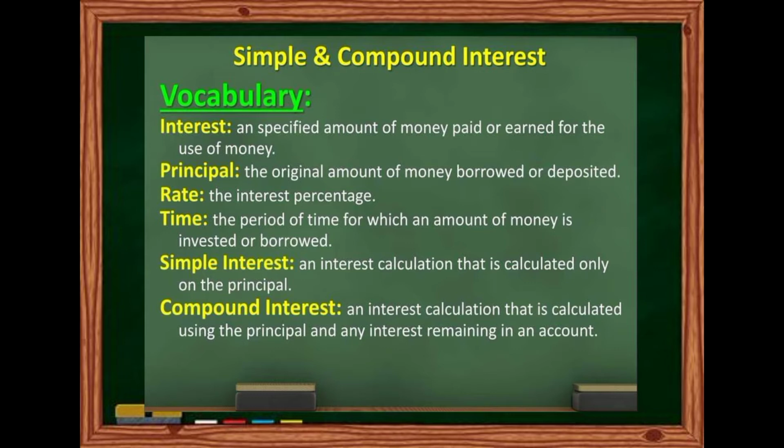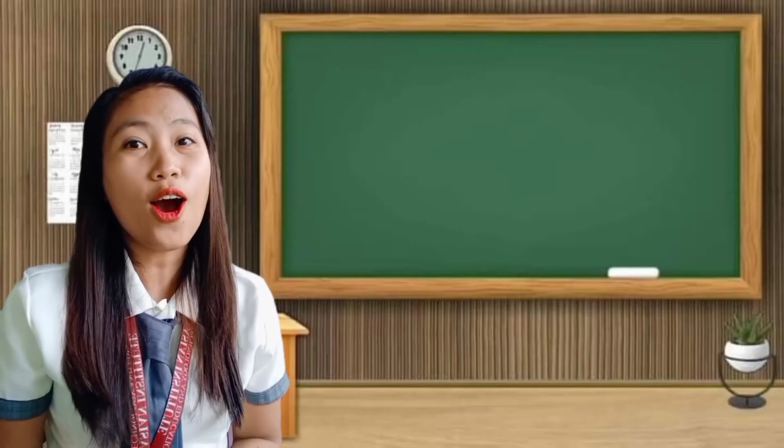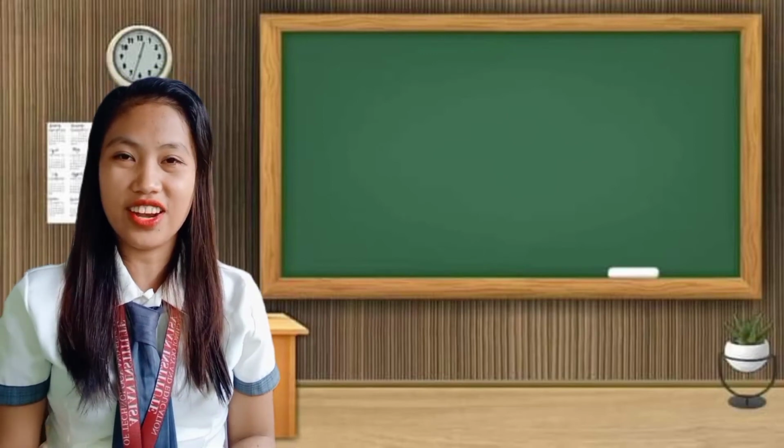The next one is rate. Rate is the interest percentage or rate of increase of the investment. Next word is time, the period of time for which an amount of money is invested or borrowed. Next, simple interest, an interest calculation that is calculated only on the principal. Then the last is compound interest, an interest calculation that is calculated using the principal and any interest remaining in an account. Sounds like all of you are excited for this interesting lesson.